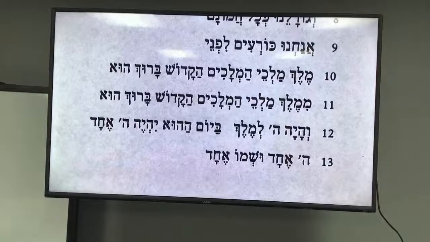Vehaya Adonai lemelech al kol ha'aretz bayom hahu yihyeh Adonai echad. Excellent. Line 12 again. Vehaya Adonai lemelech bayom hahu yihyeh Adonai echad.